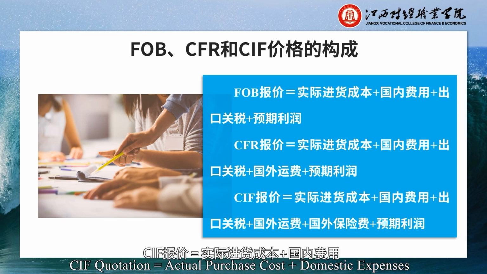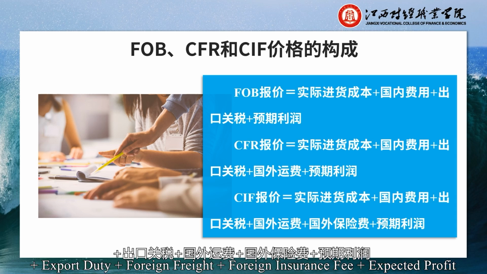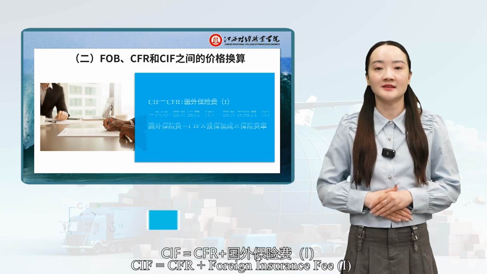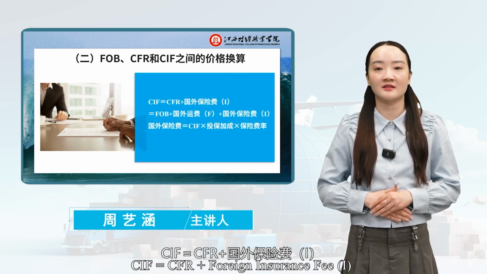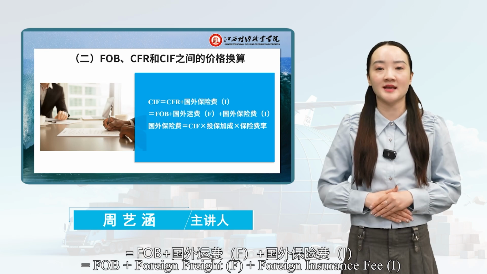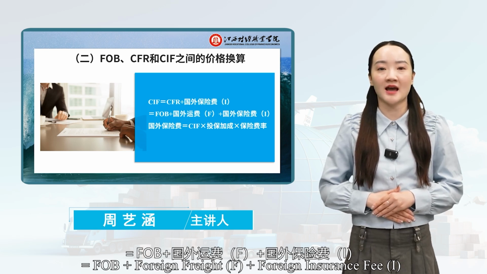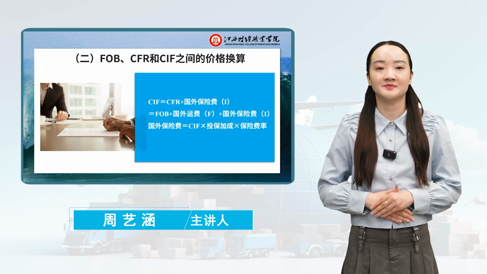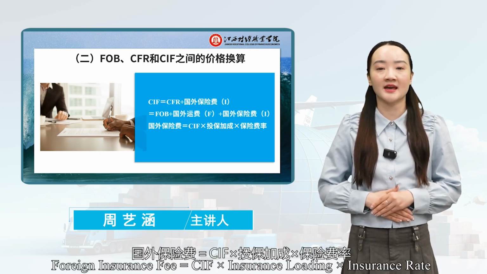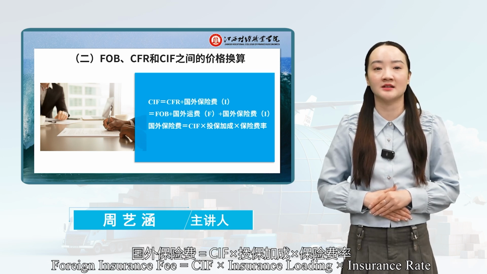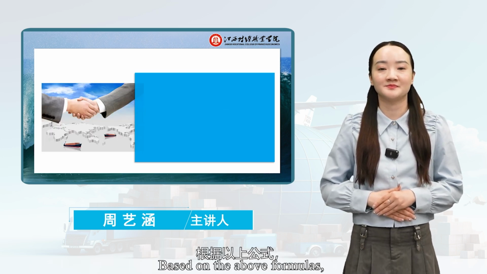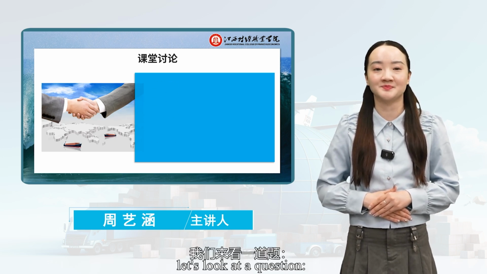CIF quotation equals actual purchase cost plus domestic expenses plus export duty plus foreign freight plus foreign insurance fee plus expected profit. Among these, CIF equals CFR plus foreign insurance fee, which equals FOB plus foreign freight F plus foreign insurance fee. Foreign insurance fee equals CIF multiplied by insurance loading multiplied by insurance rate. Based on the above formulas, let's look at the question.